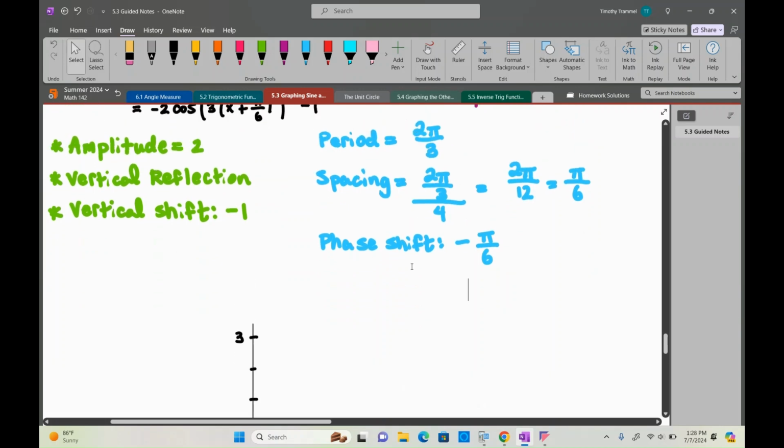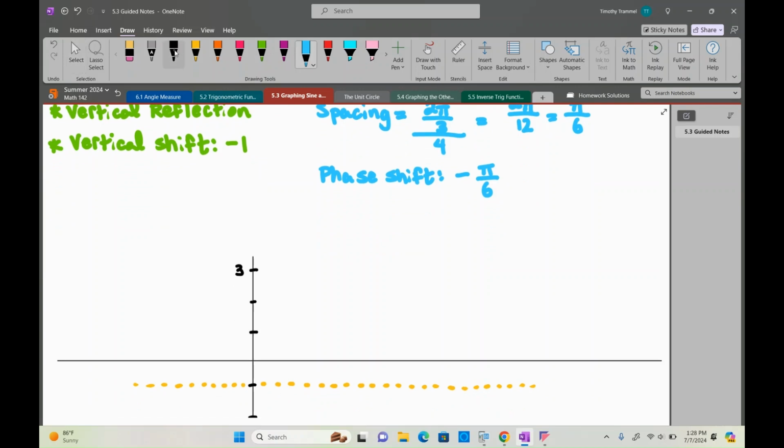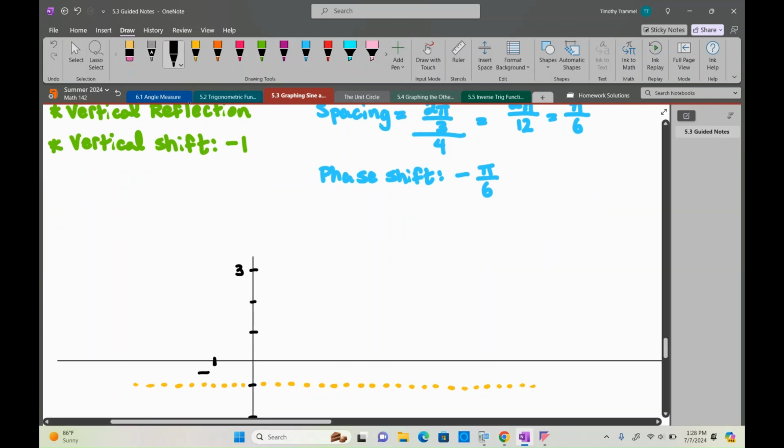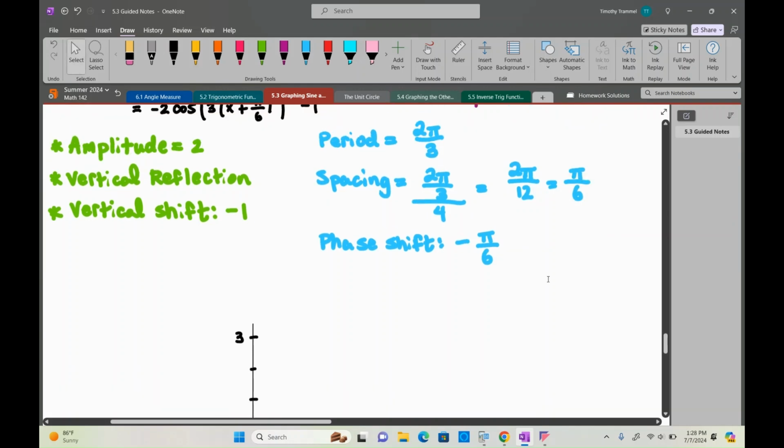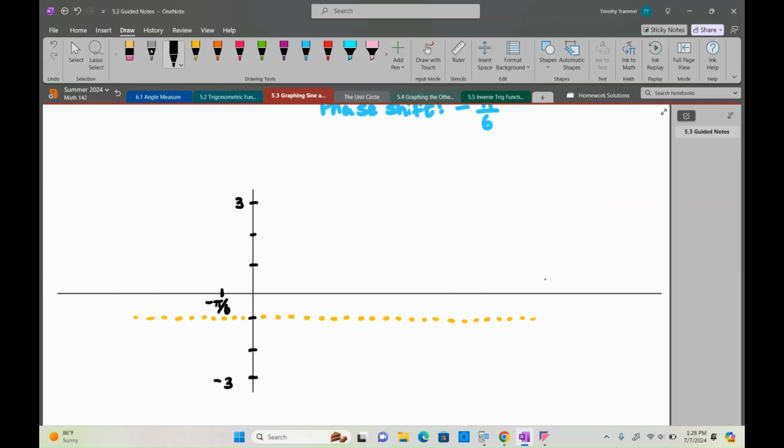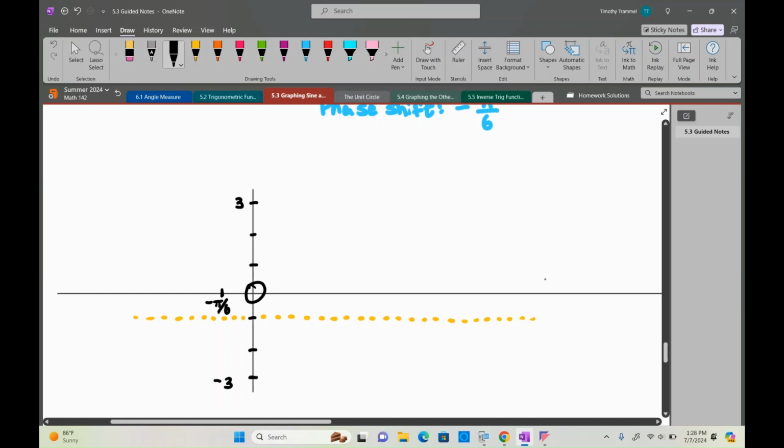Okay. So I always start with my phase shift. That's the first thing I put on the x-axis. So let's maybe put that right here. And maybe make that in a little bit closer. There we go. Now the spacing happens to be by pi over 6. So I'm going to add pi over 6 to this repeatedly. If I add pi over 6 to this, I get 0. And then my next quarter point, if I add another pi over 6, I'll get pi over 6. Okay. If I add another pi over 6 to that, I'll get 2 pi over 3.